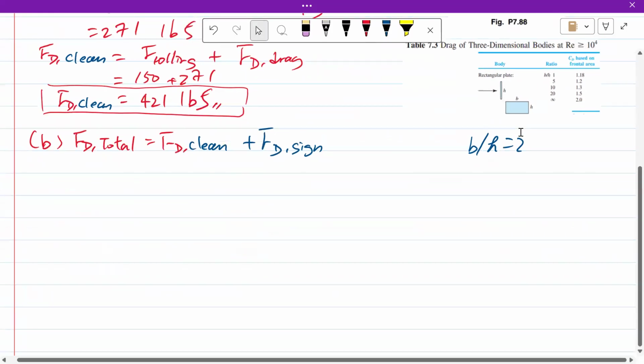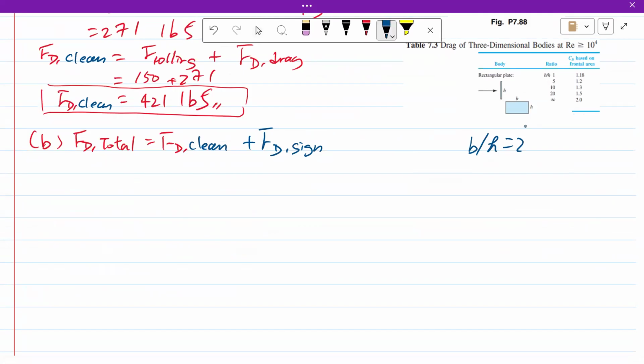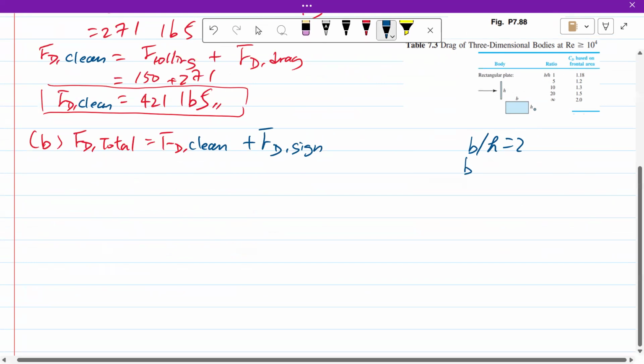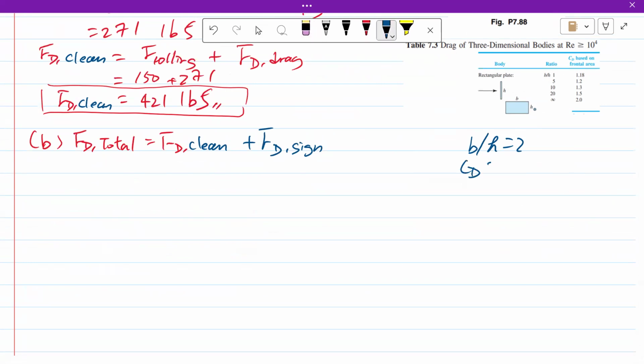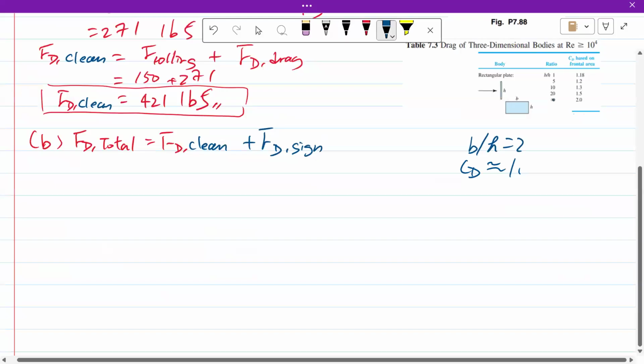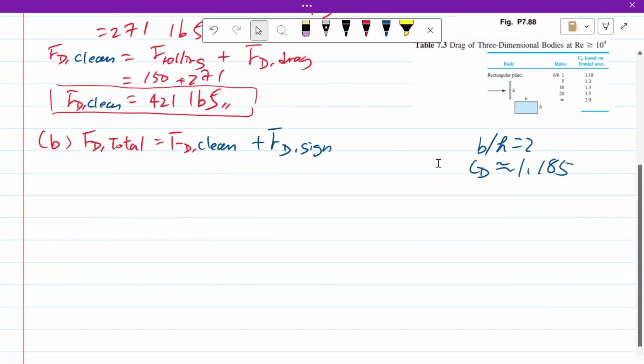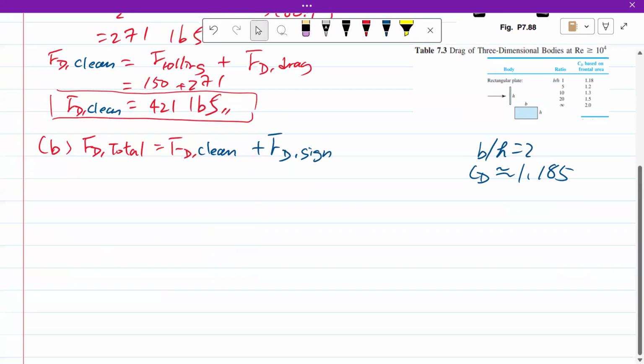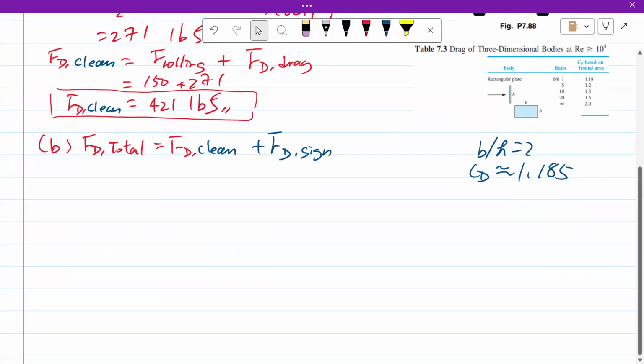You can use linear interpolation. In this case, we're just going to roughly estimate it to 1.185. You can linearly interpolate it, but I'm just doing a guesswork. It doesn't really change that much. It increases what, a couple percent.